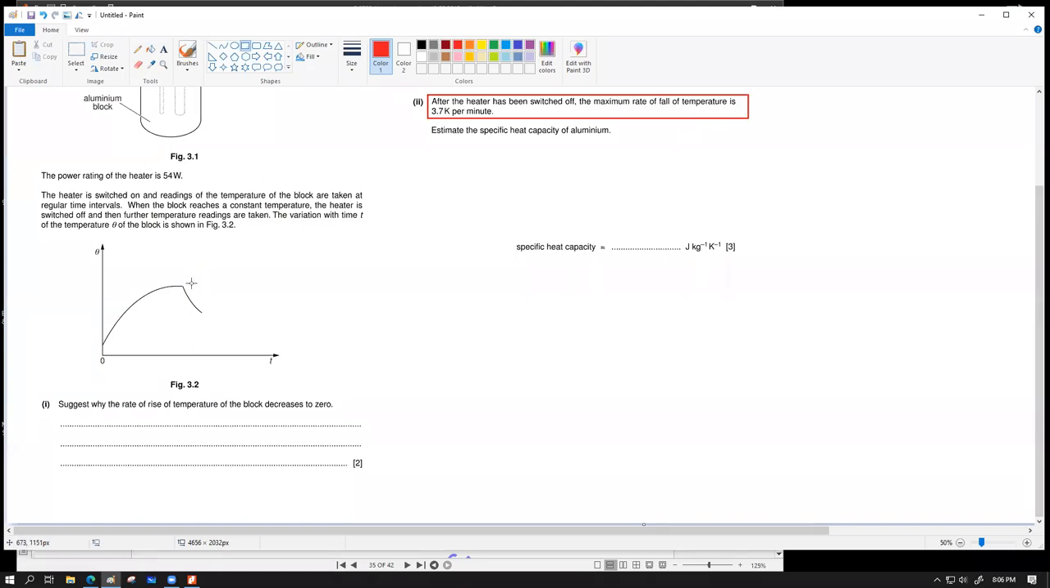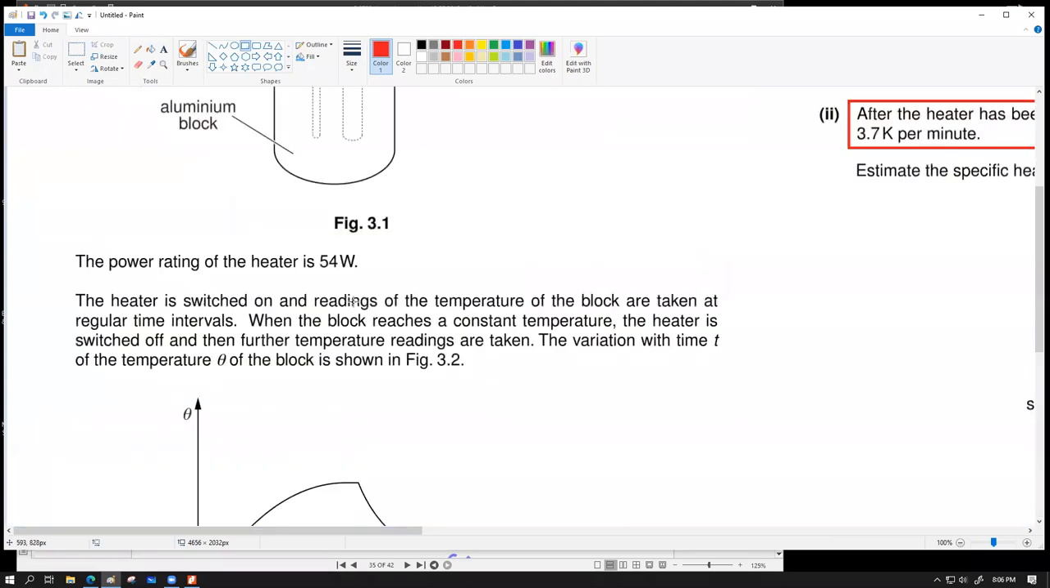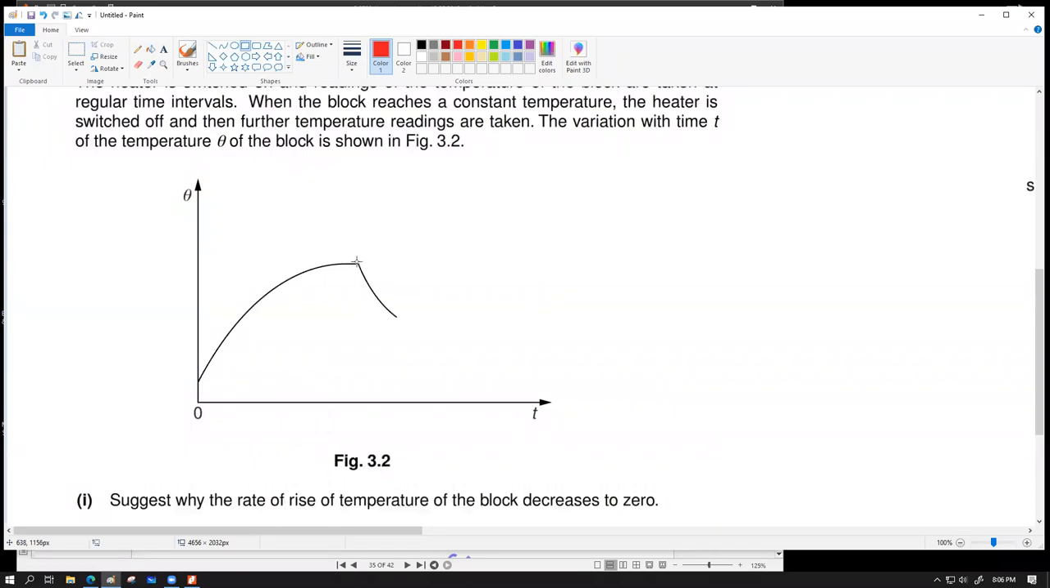Now, this would be available at the peak, because if you have a good look at the shape of the graph, let me zoom in, you should be able to see that this graph is slowly losing gradient. Logically, it will become asymptotic to the room temperature as it slowly loses heat. That's how the heat dissipation works.